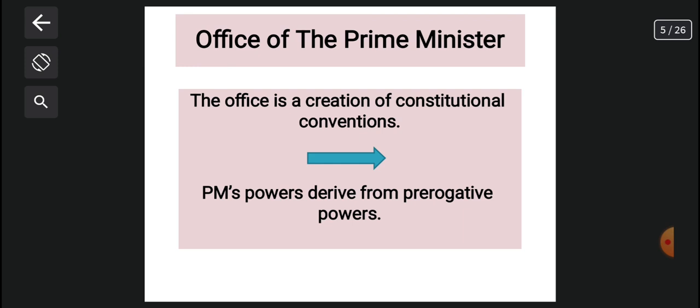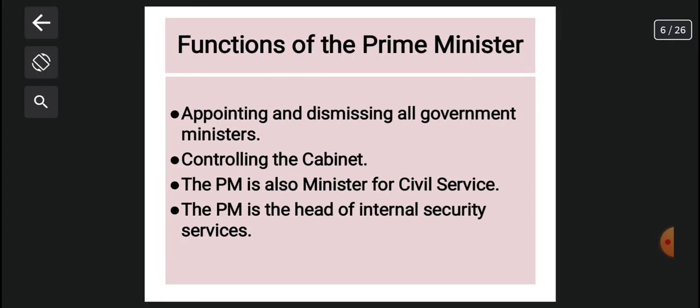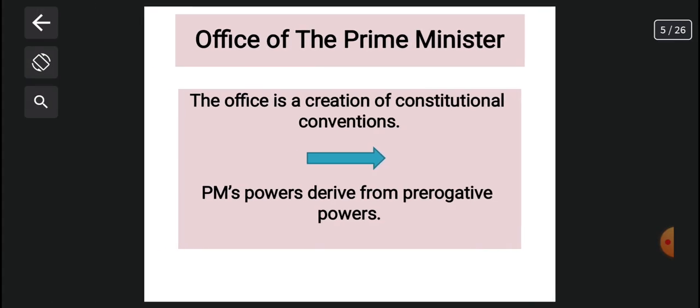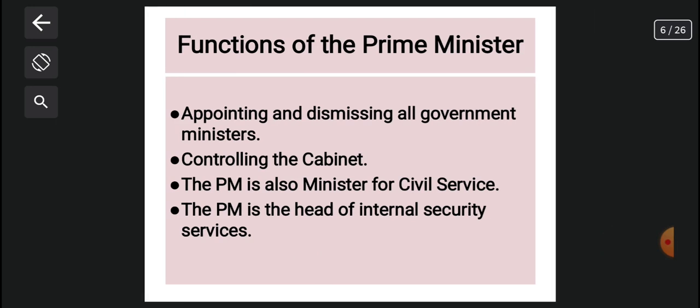And now let's talk about the office of the prime minister. The office is a creation of constitutional conventions, and the PM's power derives from prerogative powers. So what is prerogative power? The functions of the prime minister: appointing and dismissing all government ministers, controlling the cabinet. The PM is also minister for the civil service. The PM is the head of the internal security services.